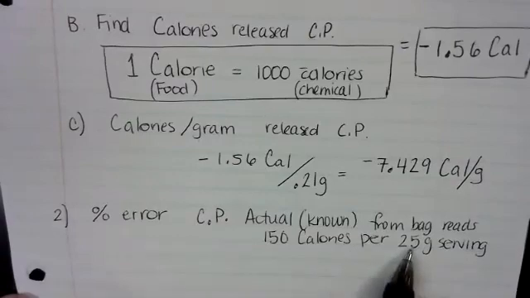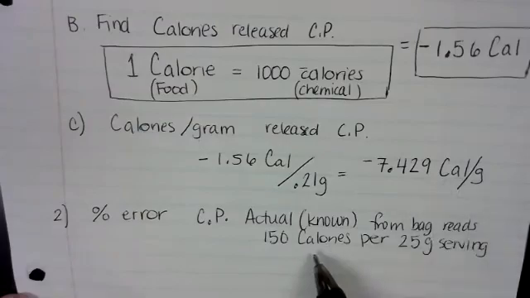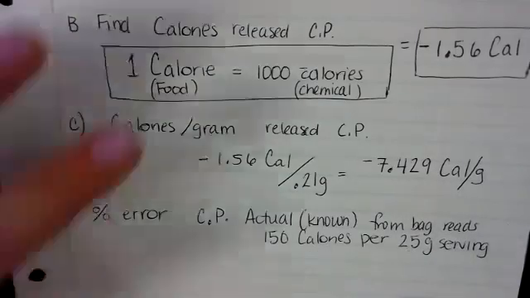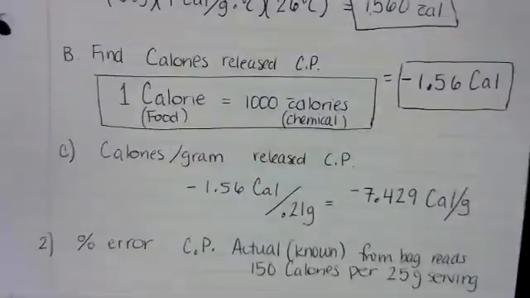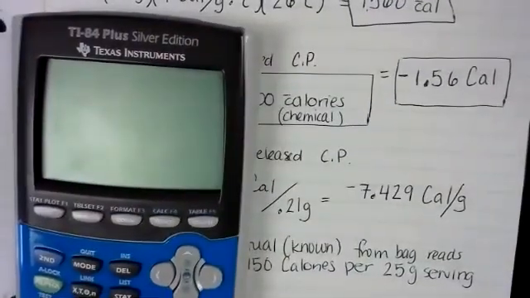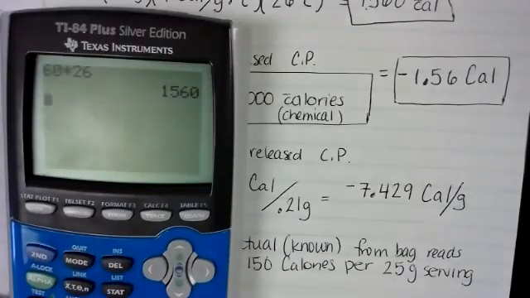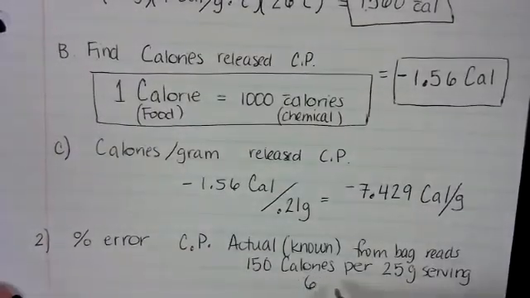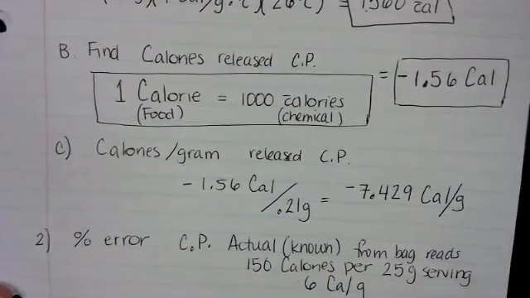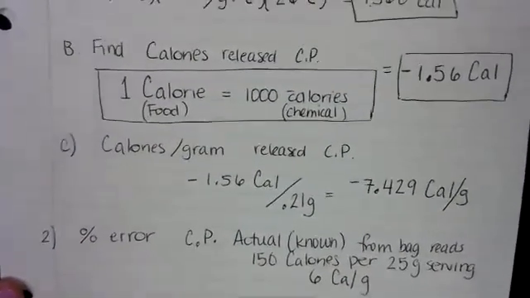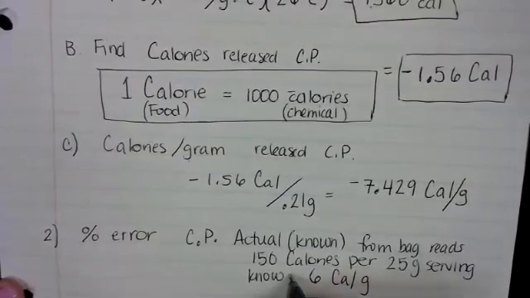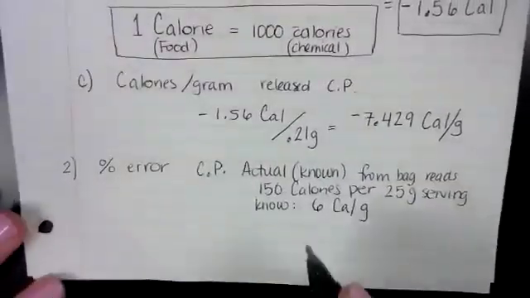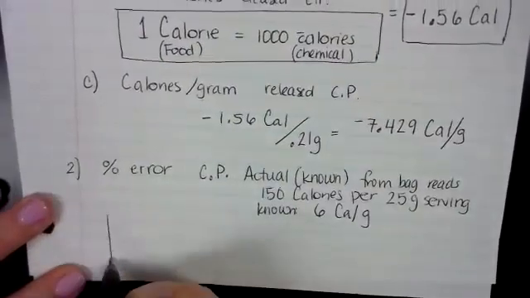So before we go into our percent error, we need to do a quick calculation of calories per gram with the known. We can divide the two, and it should be an even number. If you can't figure it out in your head, 150 divided by 25 should be 6. There it is, 6. So we have 6 calories per gram. So our known value is 6 calories per gram.